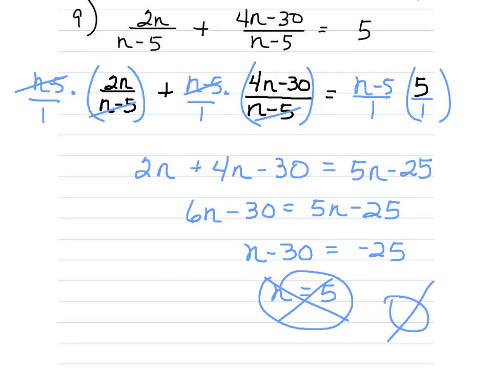Okay. When I first solve for this rational equation, my solution says n equals 5. But when I go back to check if that's a valid solution, I notice that it is not. If I plug 5 into my denominators, it makes my denominator equal to 0. Therefore, for number 9, there's no solution.